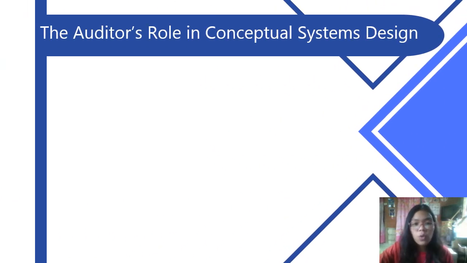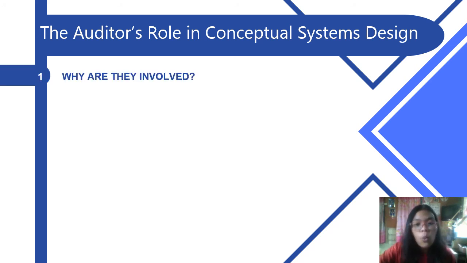The first question. The last part of the phase 3 is the auditor's role in conceptual systems design. There's this special participation of the auditor in making the conceptual systems design. The first question is, why are they involved? Should it be that the systems design is only for the IT's job? Is that the IT's job?